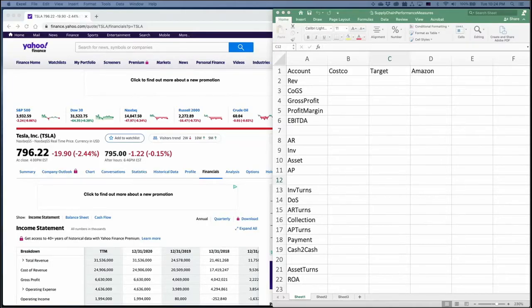This video explains how to compute the supply chain performance measures such as inventory turns, days of supplies, AR turns, collection time, AP turns, payment cycle, and finally we can compute the cash to cash cycle. Also we can compute asset turnover and the ROA.